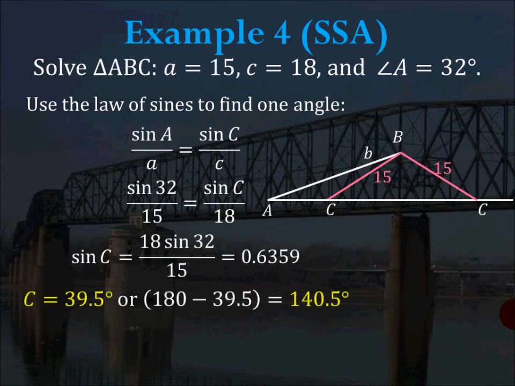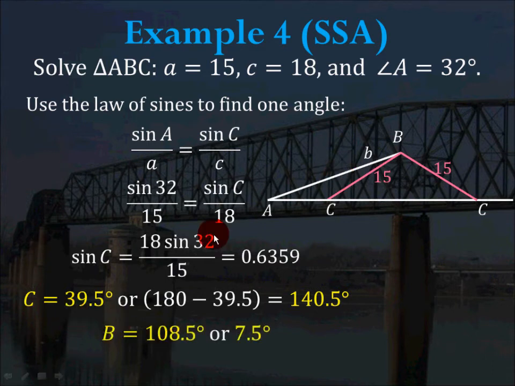And if you do the math, you get that C is either 39.5 degrees. If you plug in your calculator, you get 39.5 degrees for the inverse sine of 0.6359. However, if you remember, sine is also positive when the angle is between 90 and 180. So another possibility is that angle C is also 140.5 degrees. So this is the ambiguous case, because you have 2 possible values for angle C. If you have 2 possible values for angle C, you have to have 2 possible values for angle B.